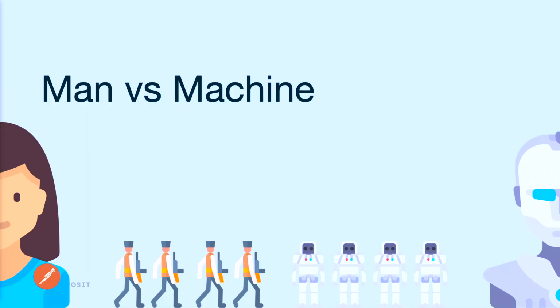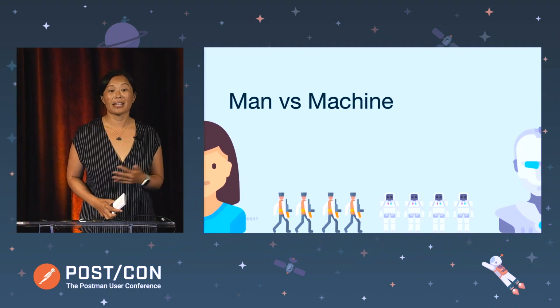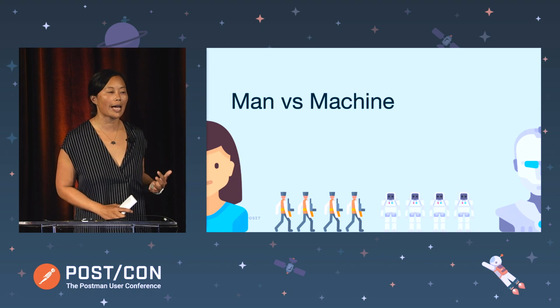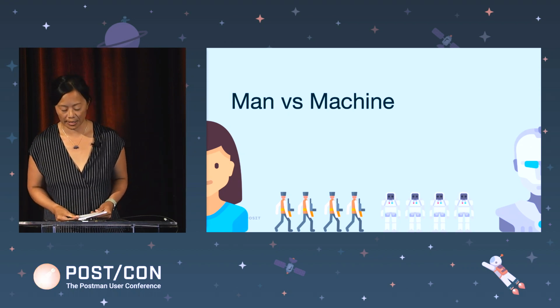With human-in-the-loop automation, rather than think about it as man being replaced by machine, it's really about letting a person do the tasks that they are very good at and letting machines do the rest.